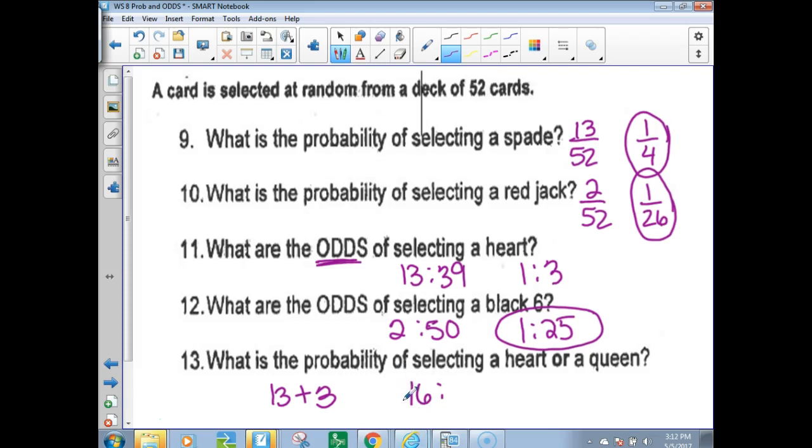52 minus 16, so you can get your, oh, this is probability, excuse me, 16 to 52. Now I need to reduce that. You can divide by 4, it's 4 to 13. And I can write that as a fraction or with a colon.